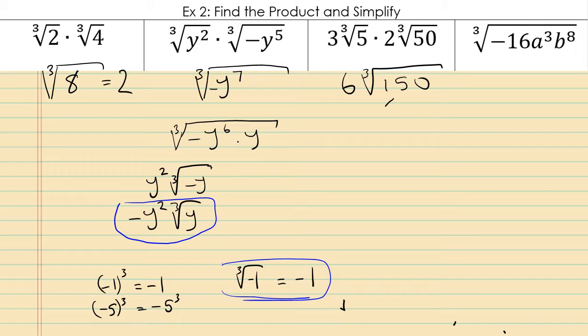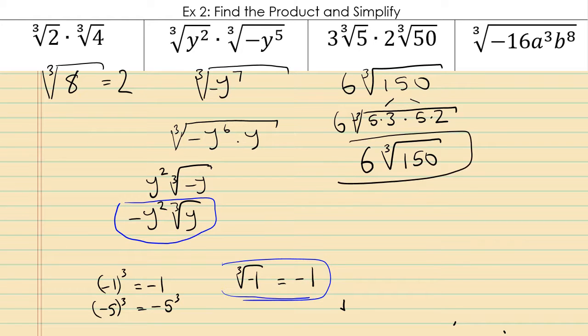15 can be separated into 5 times 3, and 10 can be separated into 5 times 2. So I can rewrite my expression as 6 cube root of 5 times 3 times 5 times 2. And none of these factors are perfect cubes. Also, they cannot be combined or multiplied to create a perfect cube either. So this question turns out to be something we cannot simplify, and our final answer is going to be 6 cube root of 150.